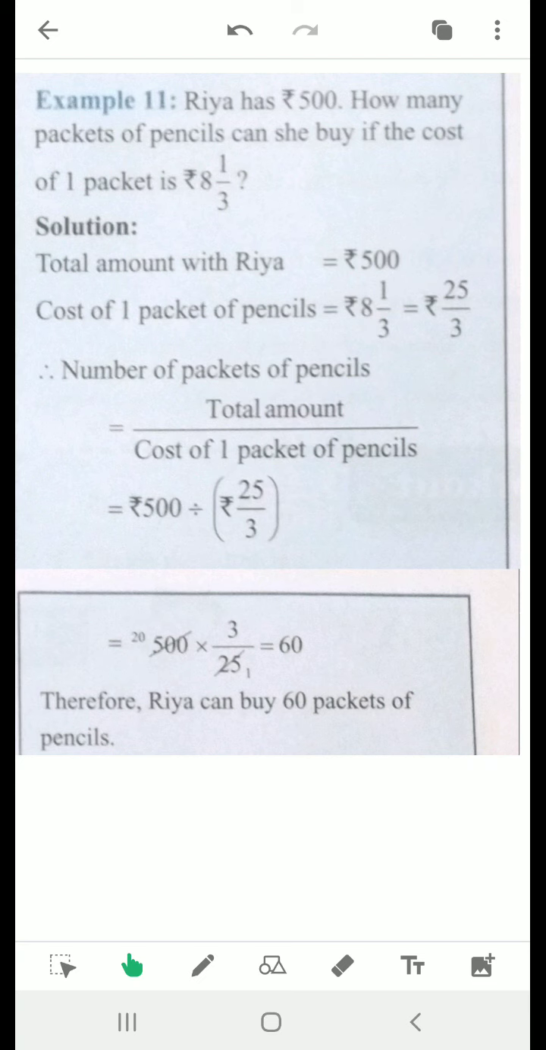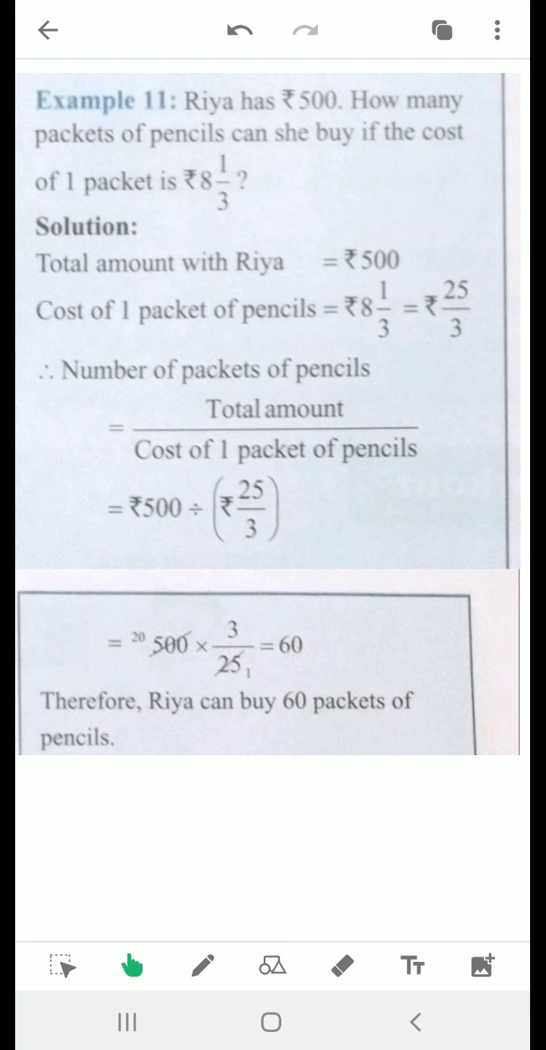Now just suppose if you go to market and you have 500 rupees, you purchase pencils and the cost of one box of pencil is 50 rupees. And how many boxes you can buy? That will be 10. How do we get it? 500 divided by 50. So that is also a similar question, but the thing changed is that one thing is given in fraction. The cost of one packet of pencil is rupees 8 1 upon 3.